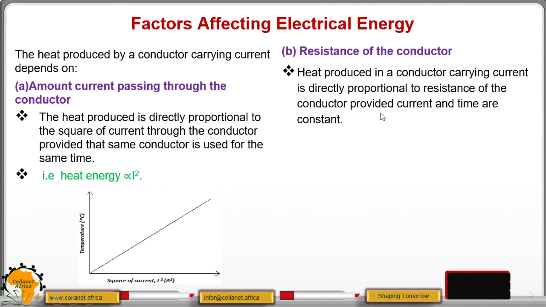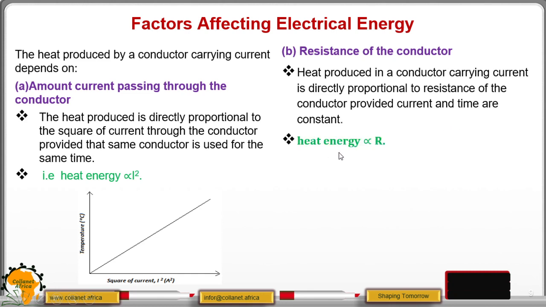And that is why in our first experiment, the resistance wire was getting warmer. It was having a higher temperature compared to thick copper wire. We have mentioned that the resistance wire has a higher resistance compared to copper wire. Therefore, from that experiment, we can say that the heat produced in a conductor carrying current is directly proportional to the resistance of the conductor, again provided we are using the same current and time. That is, current and time are constant.